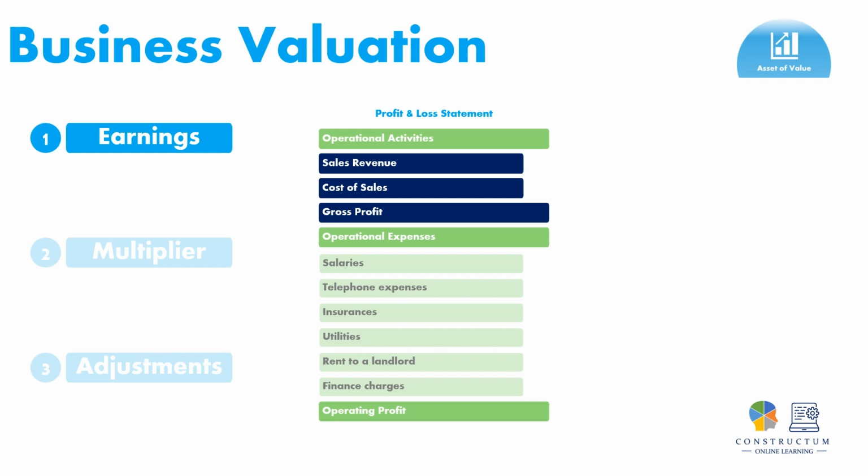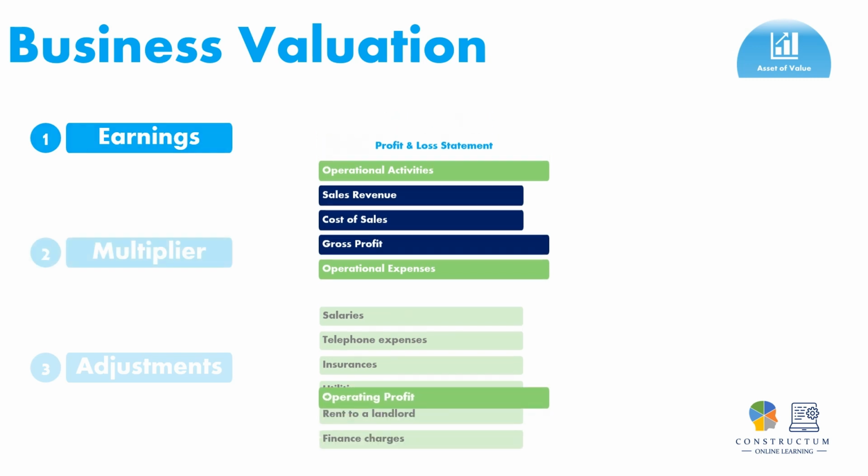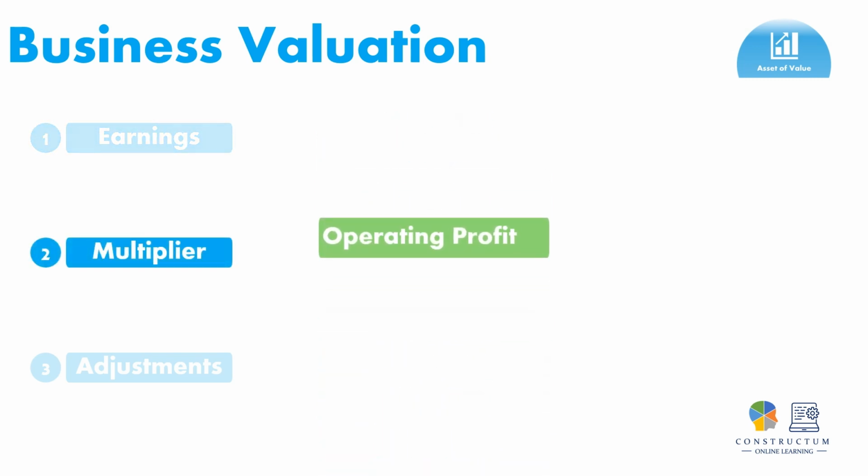As a rule, operational income should grow by at least 20% per annum for a business to be attractive to investors. Step 2. Decide on a multiplier.